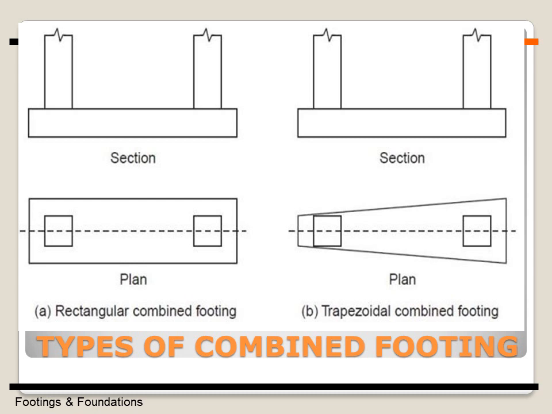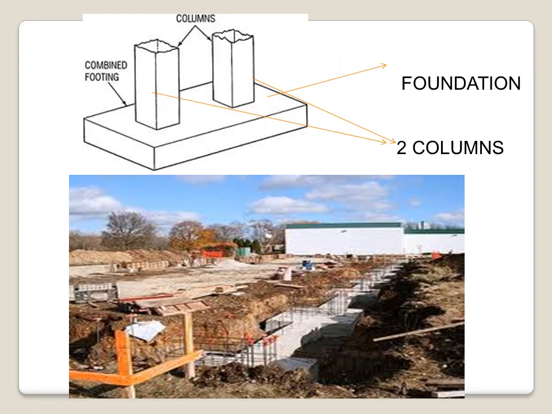So combined footings are commonly adopted when 2 columns are spaced so closely. I am repeating once again, when 2 columns are spaced so closely, and when a column is very close to the property line so that it is not possible to center an individual footing under the column. It is also adopted to prevent differential settlement in the structure. This figure denotes the plan and section of a rectangular combined footing and trapezoidal combined footing, depending upon its shape. This is also one slide representing the combined footings in the field.